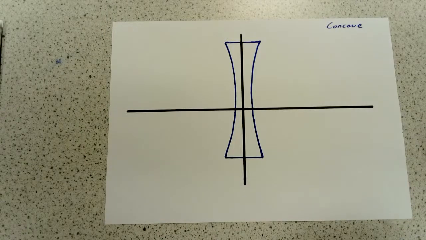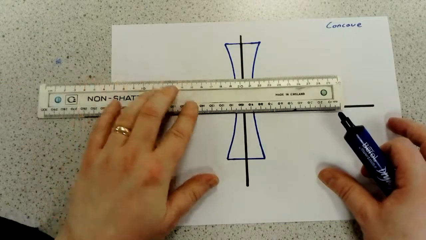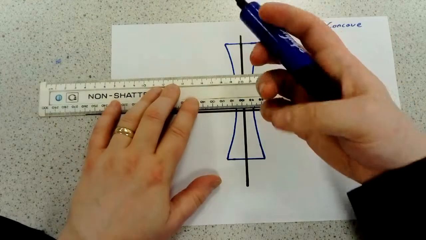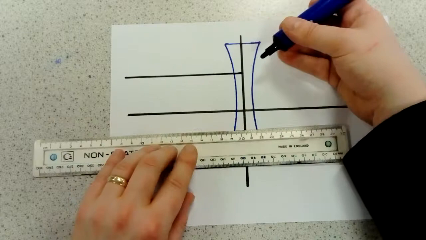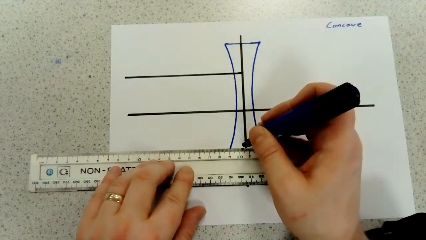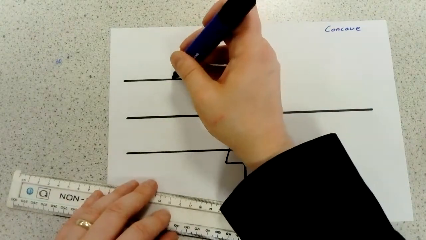In this short video, we're going to look at some of the properties of concave lenses and how to draw ray diagrams when looking at concave lenses. So, concave lenses are lenses that will spread the beam of light out. So we could also call it a diverging lens because it causes light to diverge.